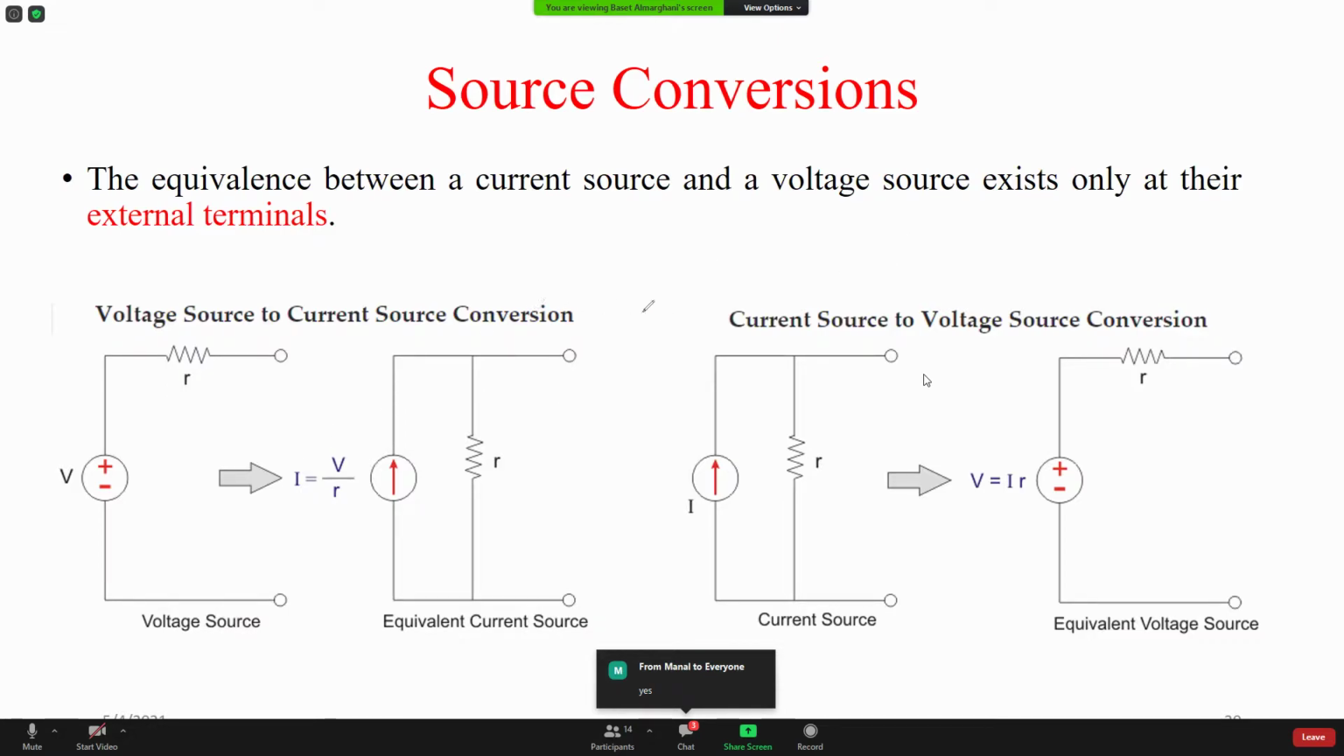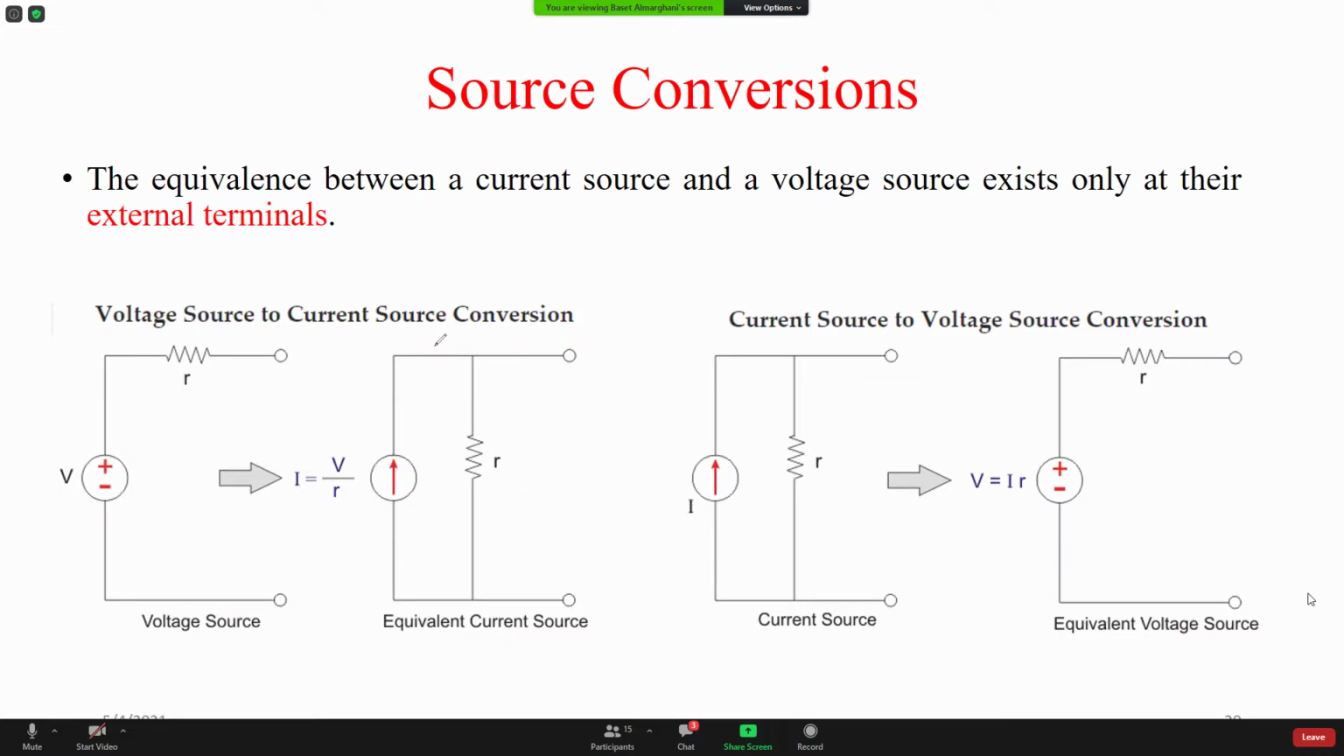So we'll continue with lecture 2. We have one thing left, the source conversion, something that we wanted to do last night but could not. Source conversion means if you have a current source, can you find the equivalent circuit that is a voltage source, or the other way around. So you convert the current source into a voltage source, or a voltage source into a current source.